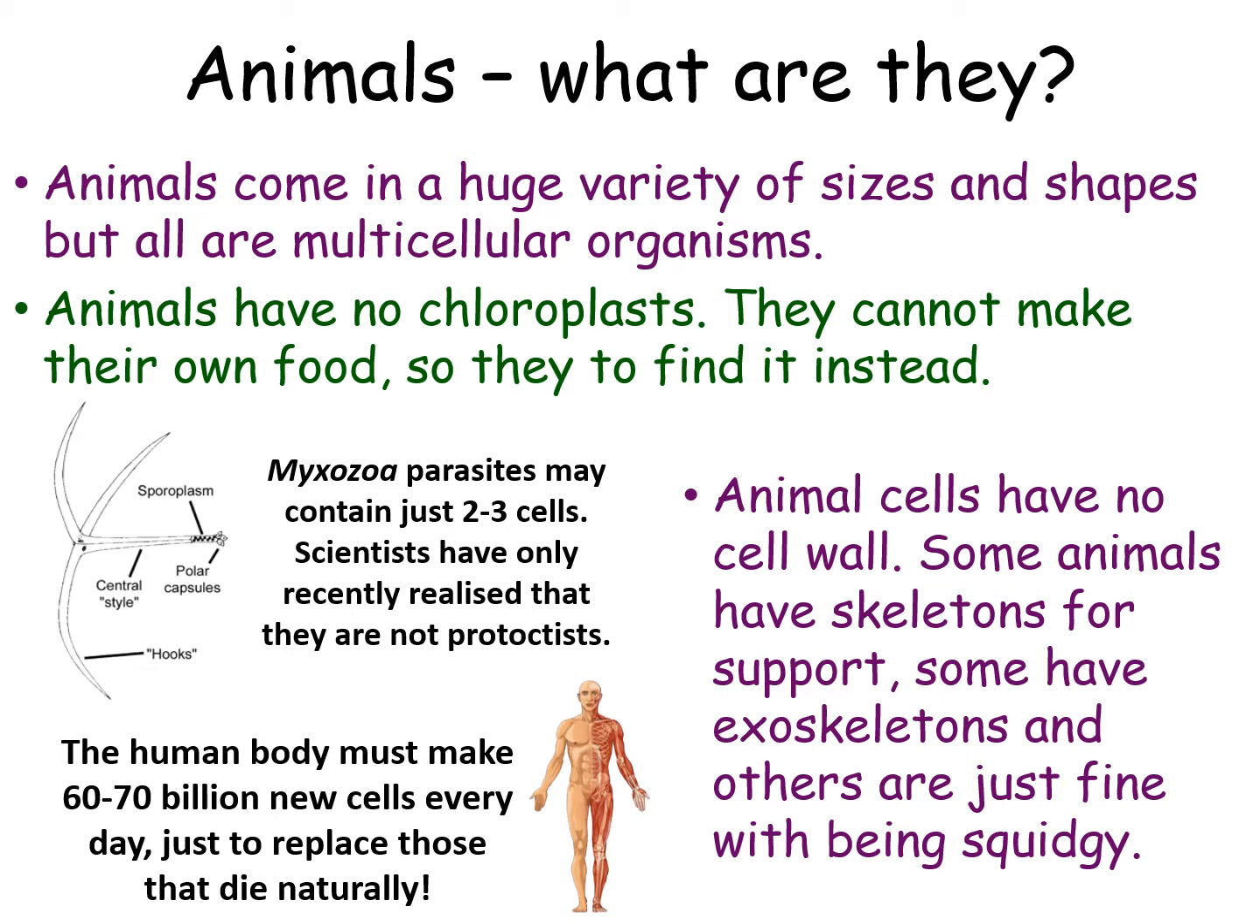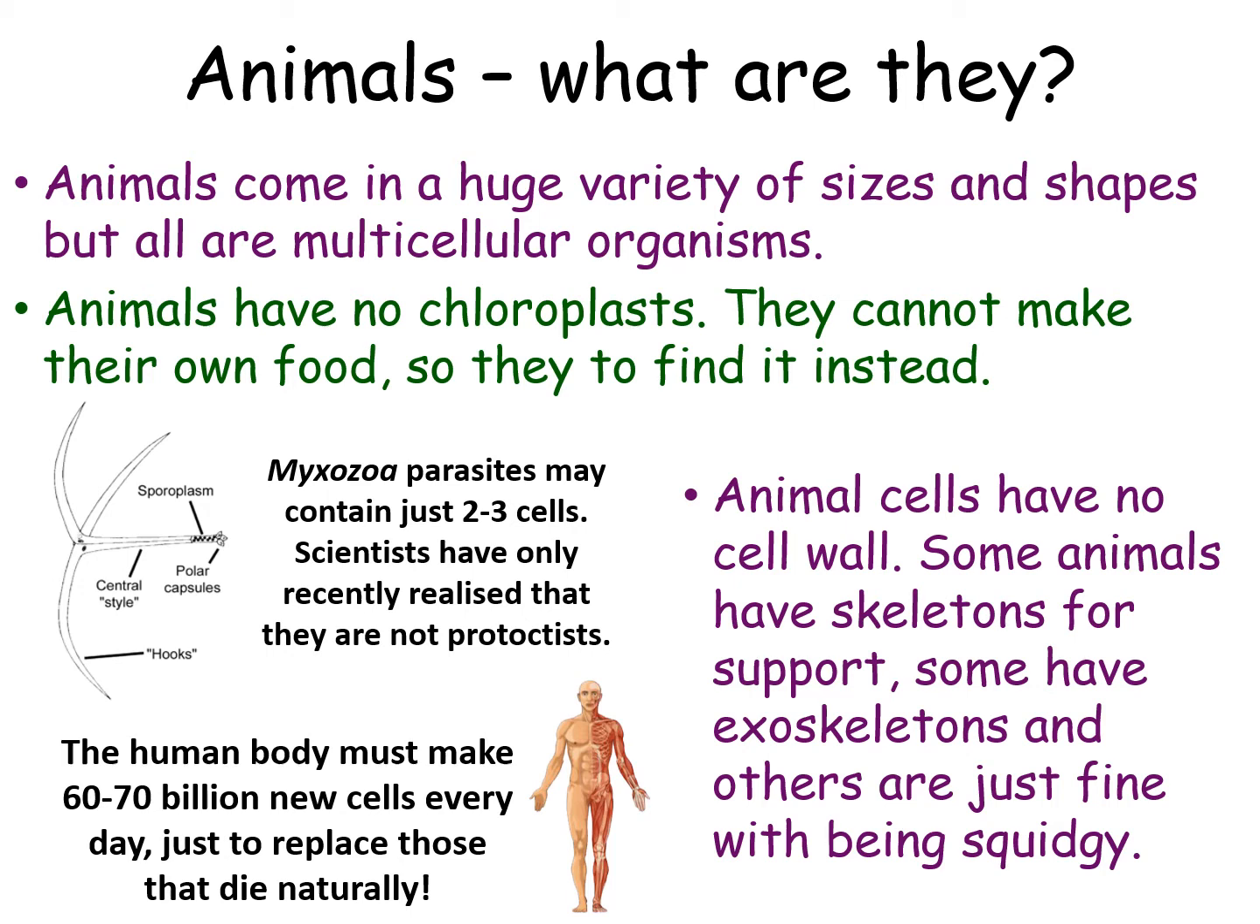Animal cells have no chloroplasts. So if you're looking at a cell and it has a chloroplast, it may not be a plant, but you can definitely say it's not an animal. Animal cells do not have chloroplasts. They can't make their own food, so they don't use the sun's light to make their food. They instead have to find it and eat it.